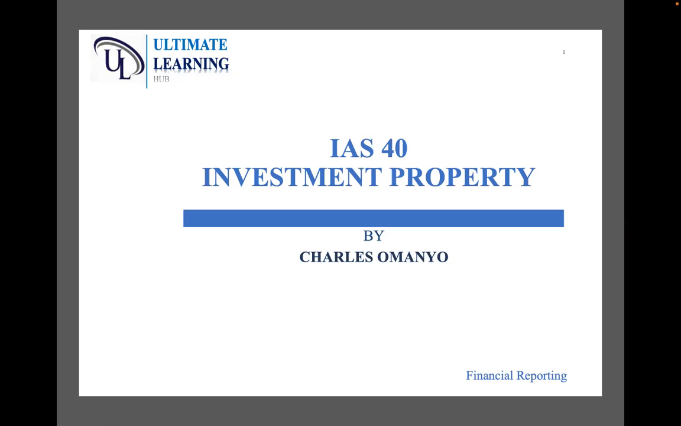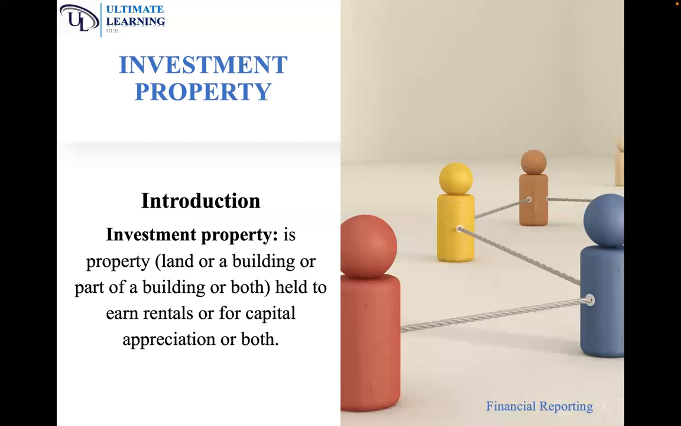In today's session, we are going to look at International Accounting Standard 40. International Accounting Standard 40 talks of investment property. Now, what is an investment property? Investment property is land or building or part of a building or both. In other words, it's property held to earn rentals or for capital appreciation or both.